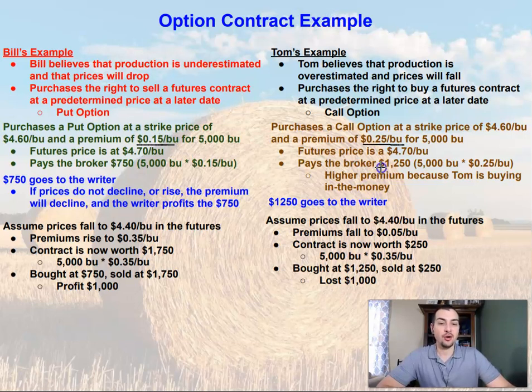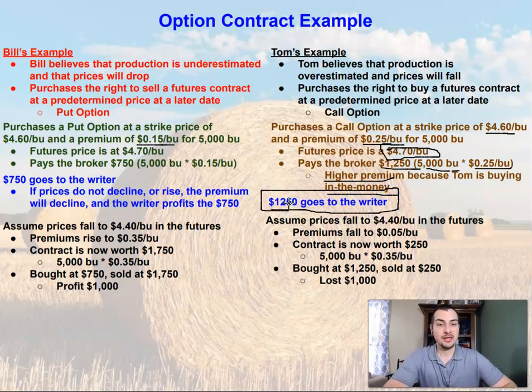Why is Tom going to pay the broker $1,250, 5,000 bushels at 25 cents per bushel? Why is he paying that higher premium? Well, right now Tom is in the money. Remember, Tom is buying a call option. He has the right to buy. So that means he has the right now to buy at $4.60 and sell at $4.70. He bought low, sold high. So he is currently in the money, and he's going to pay a higher premium for it. This $1,250 goes to the writer.